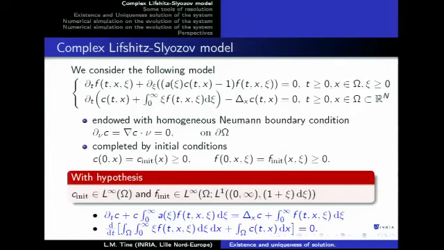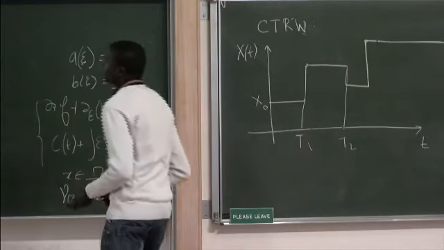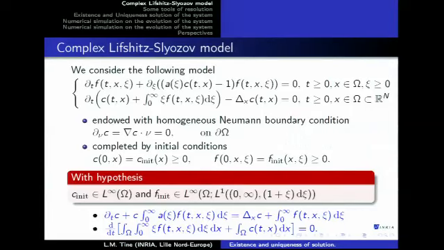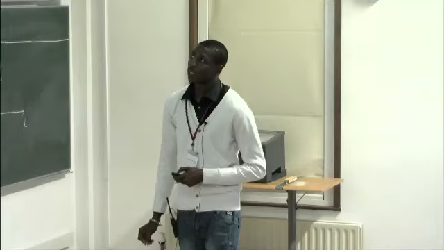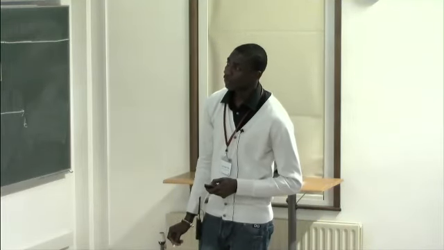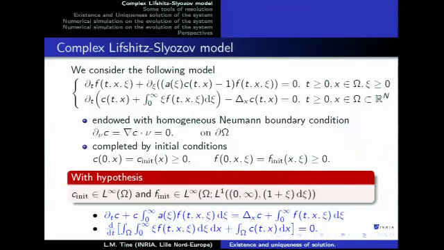We endow our system with the following homogeneous Neumann boundary condition, where nu x is the outward unit normal vector on the boundary of omega. We complete this system with the initial conditions at time t equals 0. It is natural to make the following hypothesis on C init and F init, which represent the fact that F init has its zeroth and first order moments bounded.